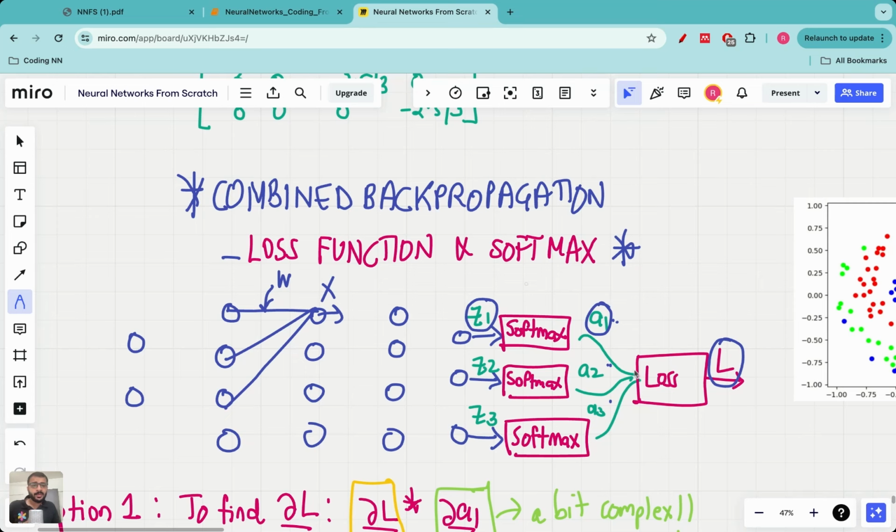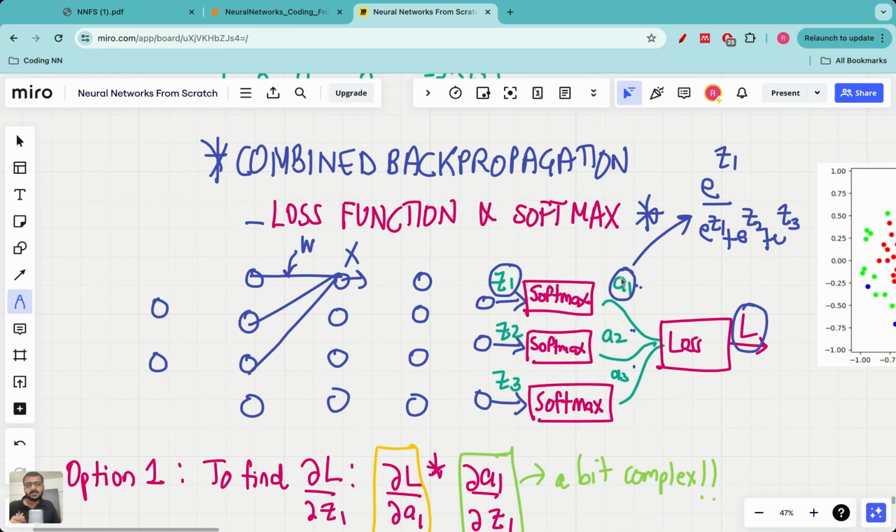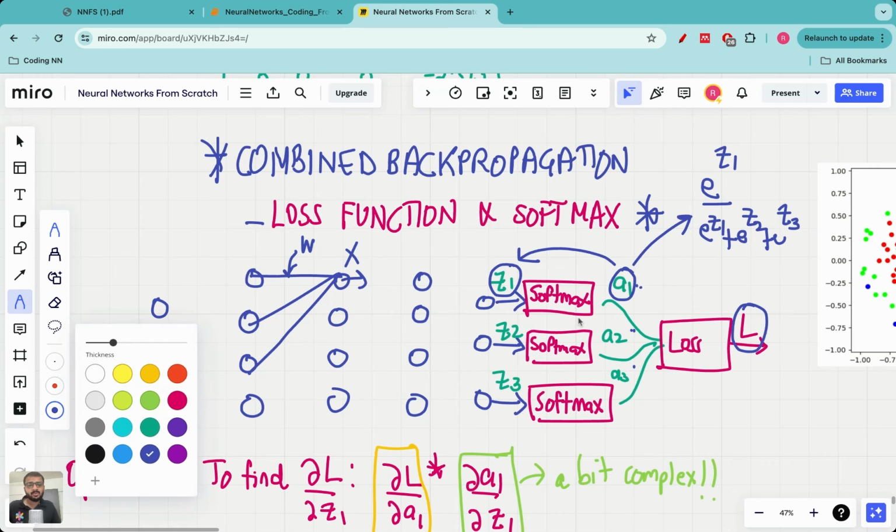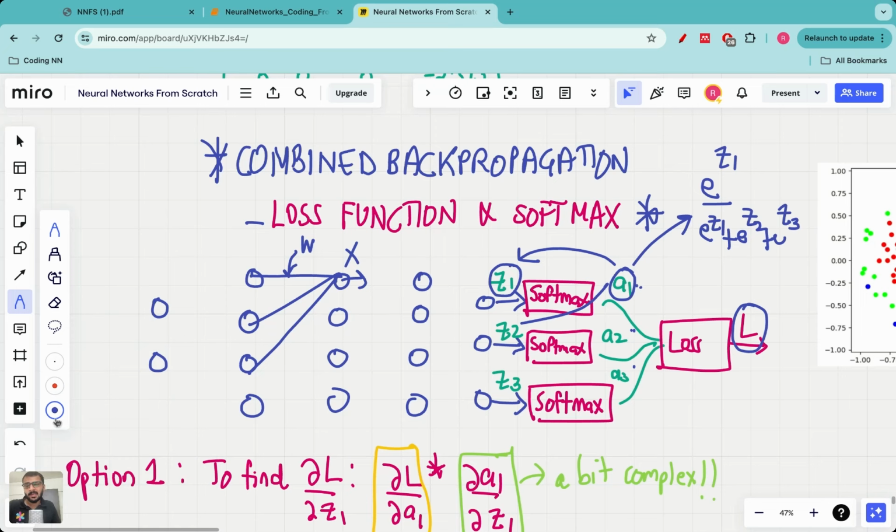Remember that before the outputs go into the loss, they are passed through the softmax activation function. Now, to find these partial derivatives, it's actually very tricky because a1 depends on z1, z2, and z3, all of them. So a1 is actually e raised to z1 divided by e raised to z1 plus e raised to z2 plus e raised to z3. So it is not just enough to find the partial derivative of a1 with respect to z1. We actually have to find the partial derivatives of a1 with respect to z2 and a1 with respect to z3 as well. So a1 with respect to z1, z2, and z3.